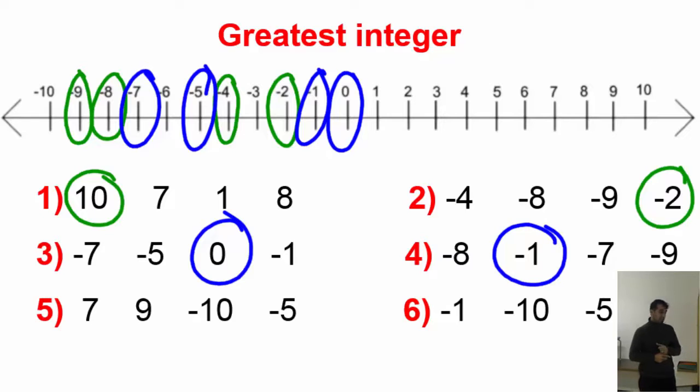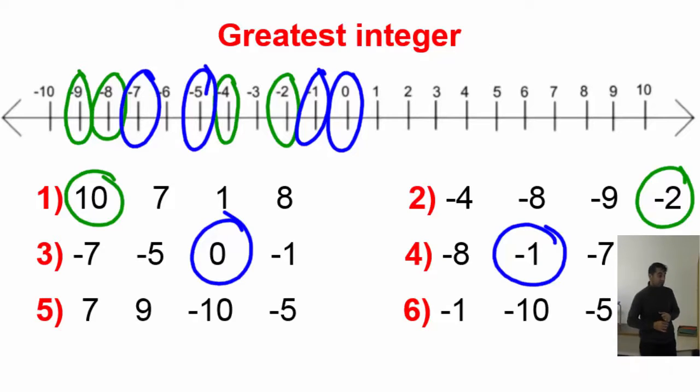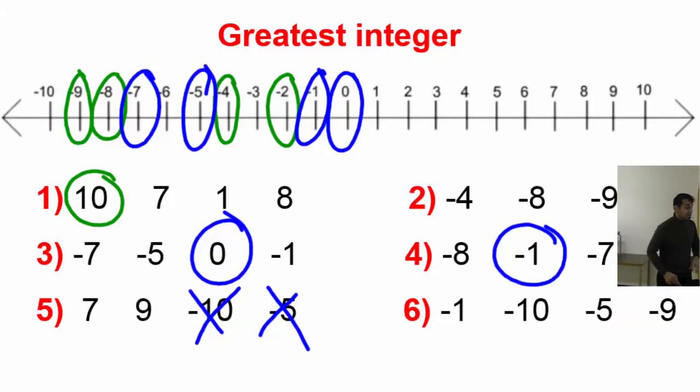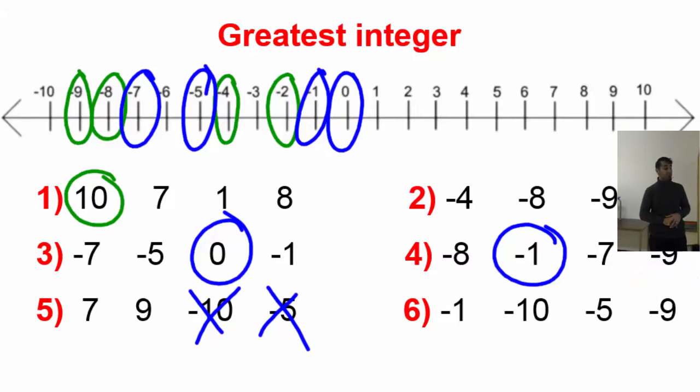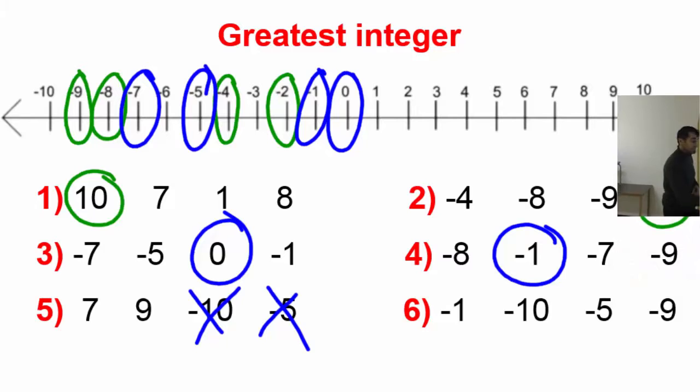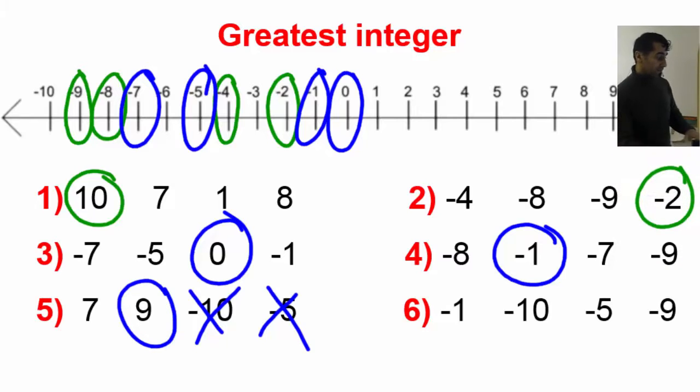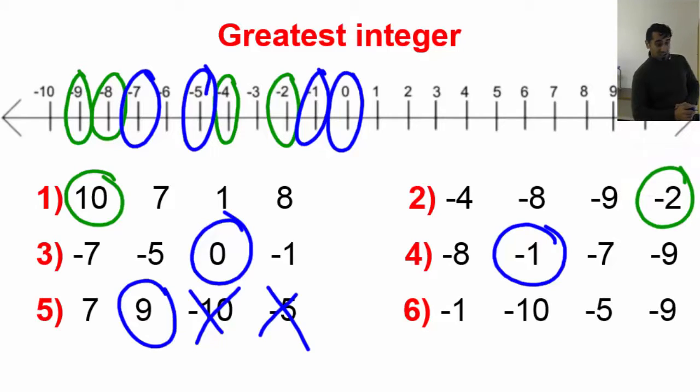How about here? 7, 9, minus 10, minus 5. Over here, let's just ignore the negative numbers. We just got two positive numbers here. One of them is the greatest. 9 is bigger than 7. And last example on this page, the biggest, greatest in value is negative 1 because that's the closest to 0.